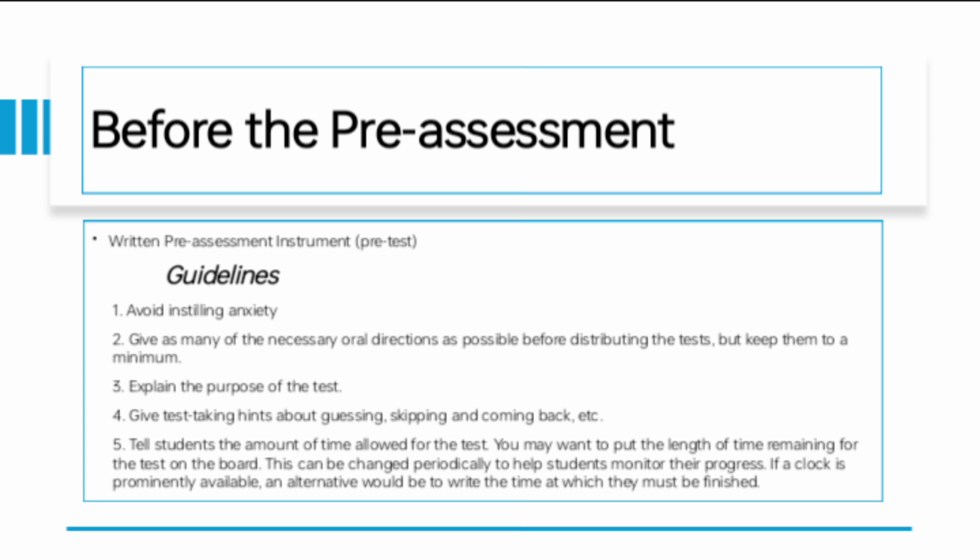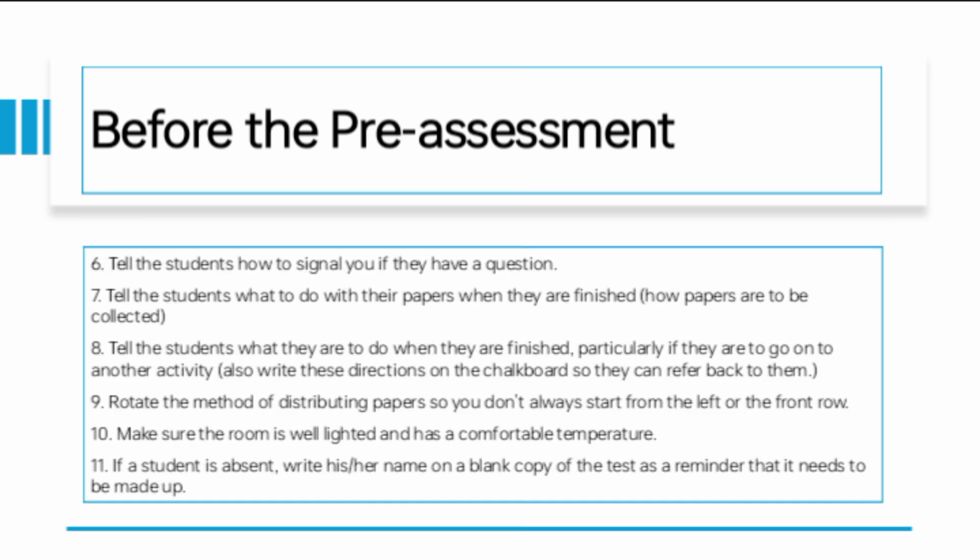If a clock is prominently available, an alternative would be to write the time at which they must be finished. Number 6. Tell the students how to signal if they have a question. Number 7. Tell the students what to do with their papers when they are finished, or how papers are to be collected. Number 8. Tell the students what they are to do when they are finished, particularly if they are to go on to another activity.